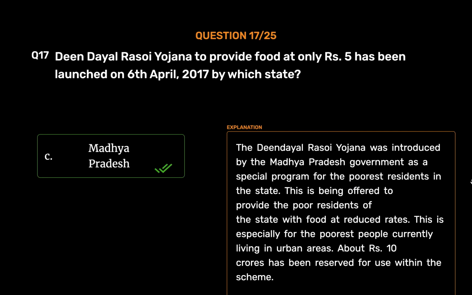Madhya Pradesh. The Deen Dayal Rasoi Yojana was introduced by the Madhya Pradesh government as a special program for the poorest residents in the state. This is being offered to provide the poor residents of the state with food at reduced rates. This is especially for the poorest people currently living in urban areas. About 10 crore has been reserved for use within the scheme.